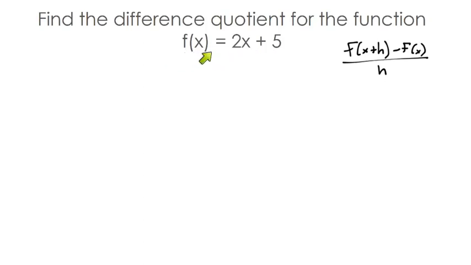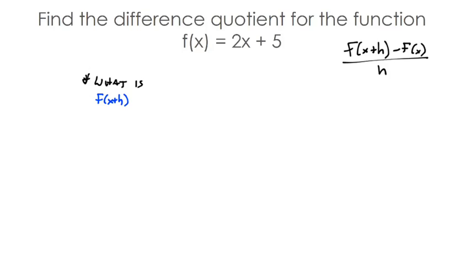In this case, f of x is 2x plus 5. So what we're going to do first is figure out what is f of x plus h. And let's be color coded here because I want us to be able to keep this stuff separate. f of x plus h.